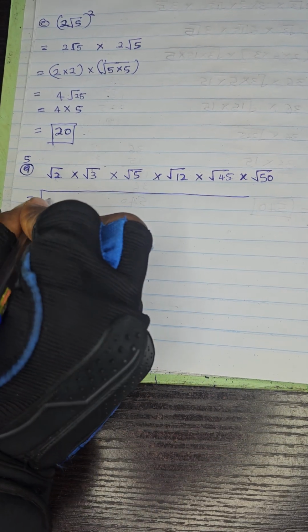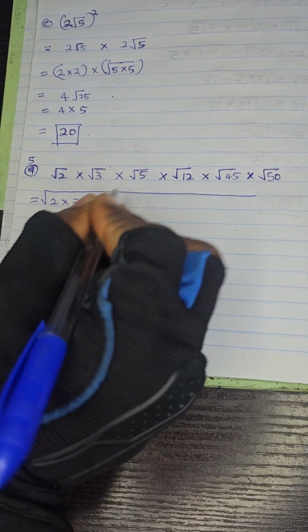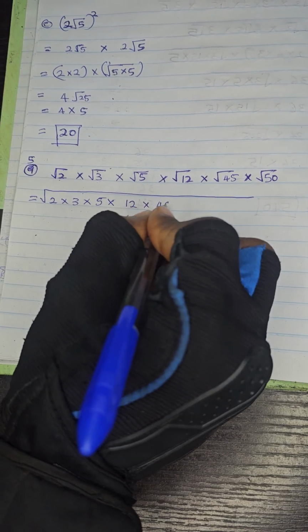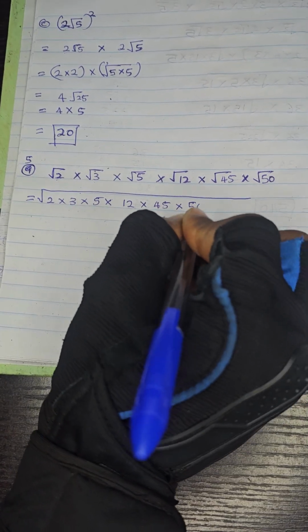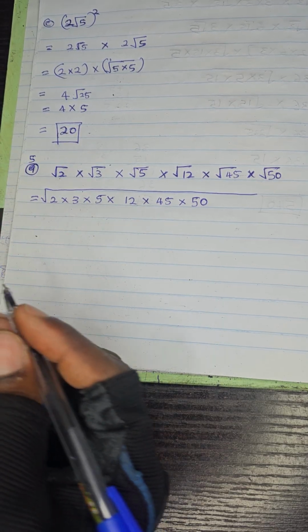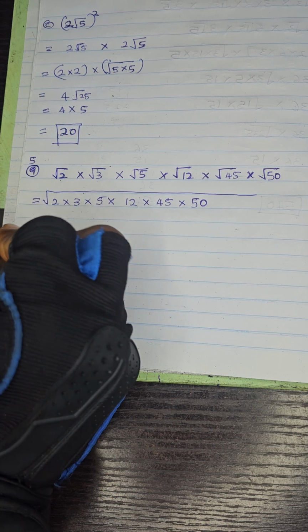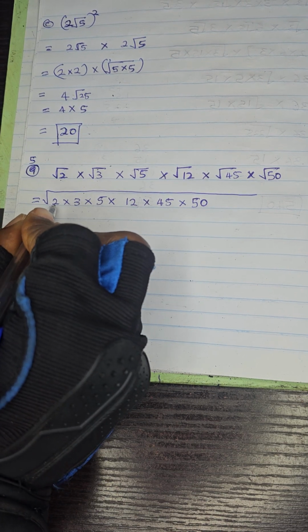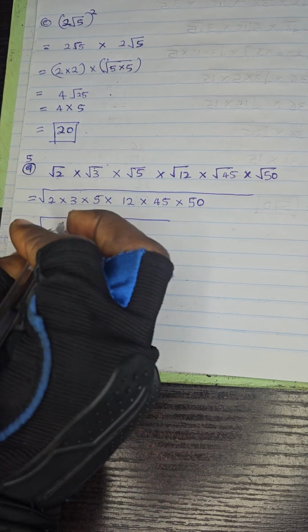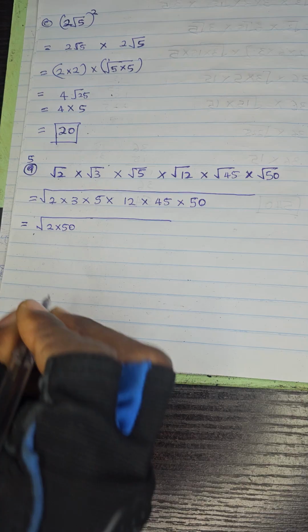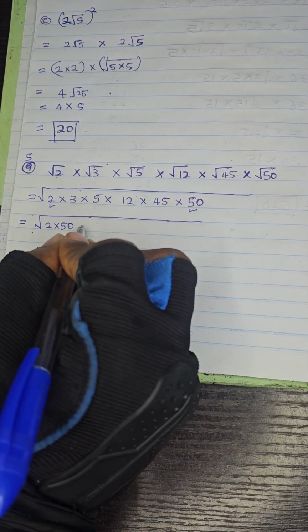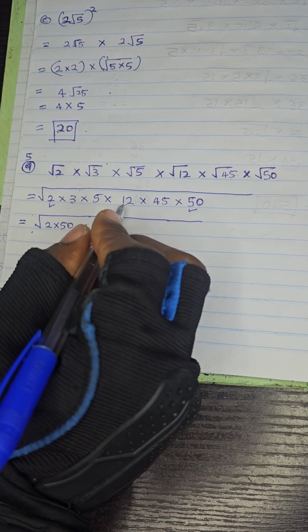We have 2 times 3 times 5 times 12 times 45 times 50. This is equal to this. Now, if you know your perfect squares properly, there's a shortcut you can take. We all know that 2 times 50 is 100, and 100 is a perfect square. So I'll still keep all of them inside the surd. So now with 2 times 50, I've taken this out. The next one we can go about is, we all know that 3 times 12 is 36, and 36 is a perfect square.